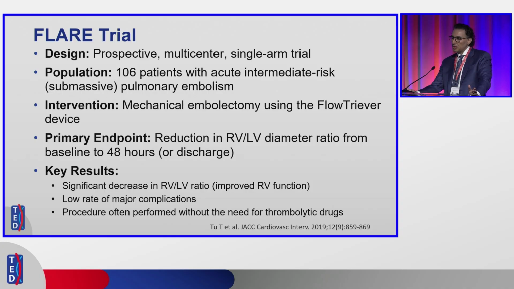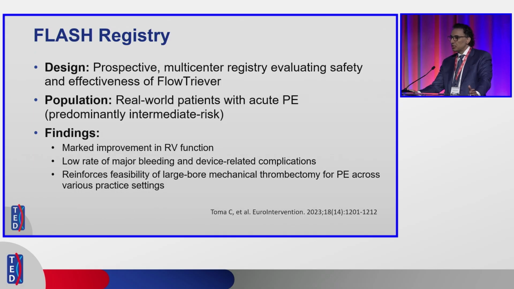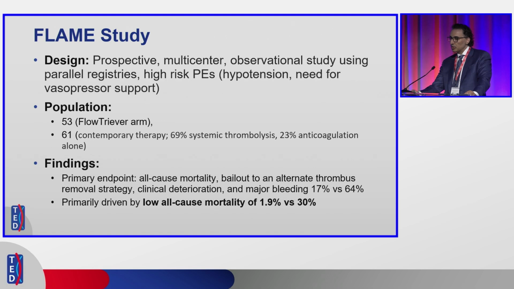There was a significant reduction in that ratio, low rate of major complications, and then importantly, the procedures were performed without need for thrombolytic medications. Next is the FLUSH registry. It's an ongoing registry. I think the one that was published in 2023 included about 800 patients. So real world patients with acute PE, predominantly intermediate risk, but did include some high risk patients too. Again, marked improvement in RV function, low risk of major bleeding and device-related complications. So it just reinforces the efficacy and feasibility of doing mechanical thrombectomy for intermediate risk PEs.